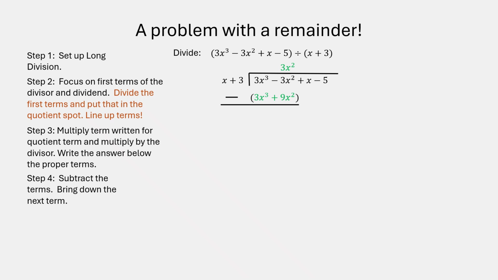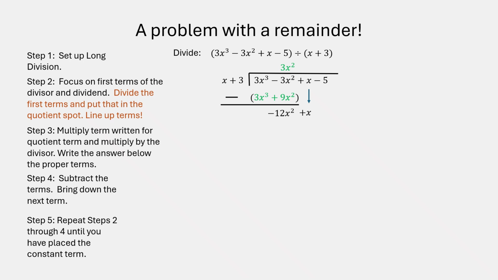3x cubed minus 3x cubed cancel out. Bye-bye. Minus 3x squared and a minus 9x squared, because the parentheses says you got a minus on each item. So a minus and a plus is a minus. So minus 3 minus 9 is a minus 12x squared. And then we still have stuff. So bring that plus x down. Okay. So now we have a minus 12x squared plus x. Wash, rinse, repeat. Do steps 2, 3, 4 until you can't do it anymore.